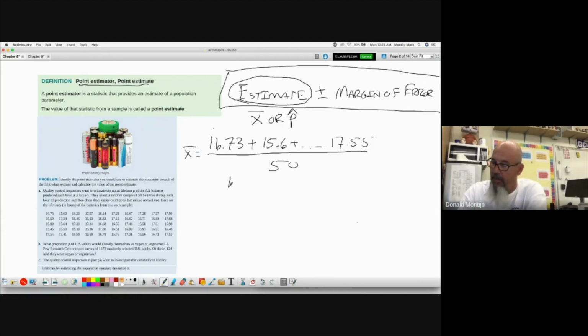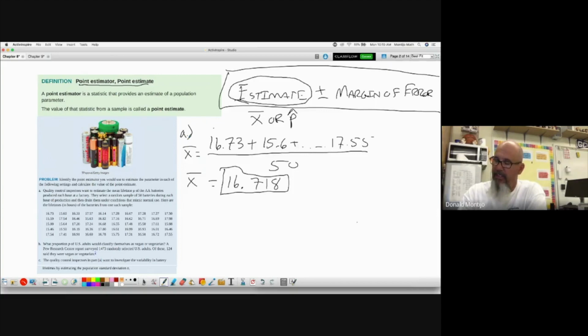So I would say 16.718. That would be the sample mean life of these 50 batteries that were randomly selected from the factory. Now, this 16.718 is not going to be the true answer for the entire population of every battery. It's going to be my starting point, which I'm going to use to estimate mu, the true mean life of every battery produced. So my point estimate in this case would be 16.718. So that's how I would find the estimate for part A.